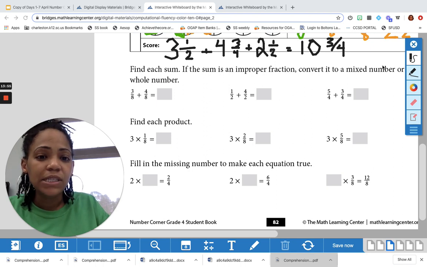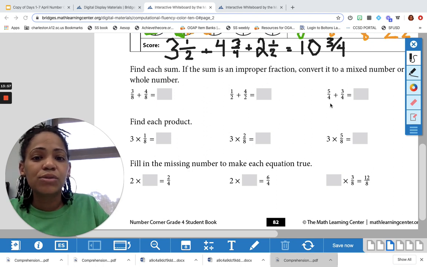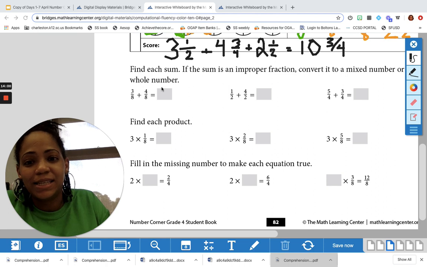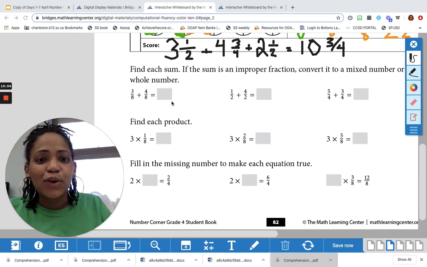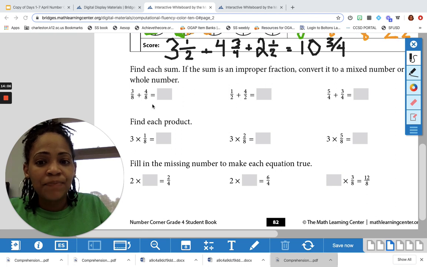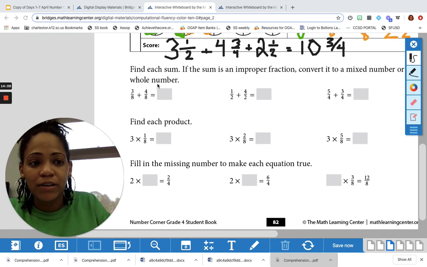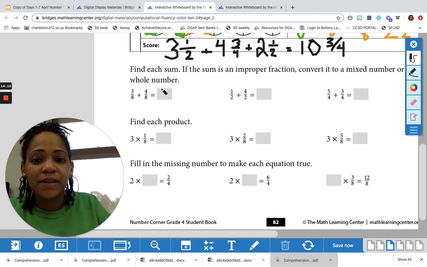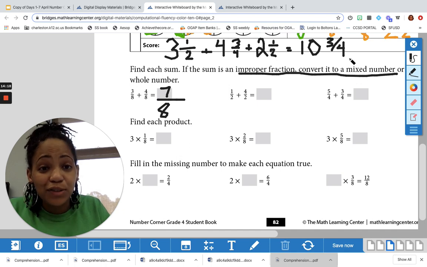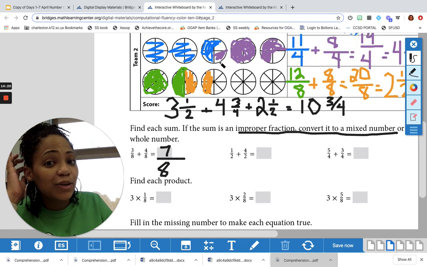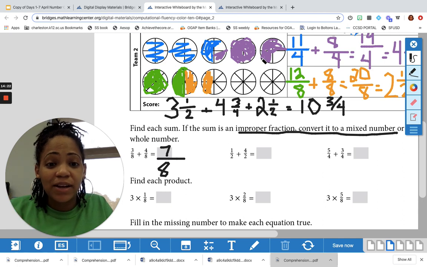Okay? So let's choose 3/8 plus 4/8. That's easy, right? Because the denominators are the same. So if the denominators are the same, then I just add my numerators straight across. And I would get 7/8. The tricky thing is it says if it's an improper fraction, convert it to a mixed number, which we've been doing. You can do it. And you can also use these pictures up here to help you.